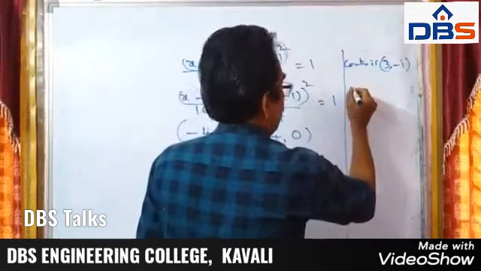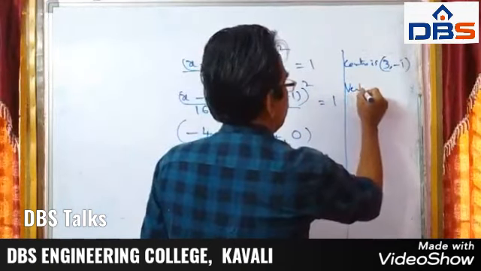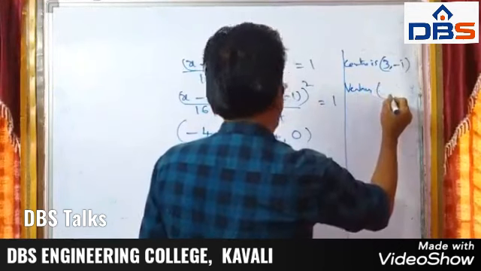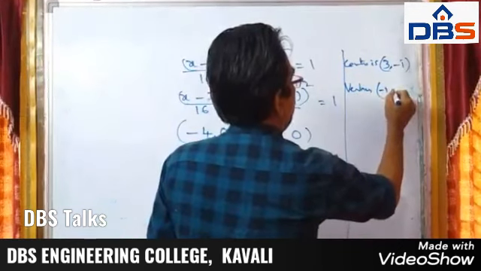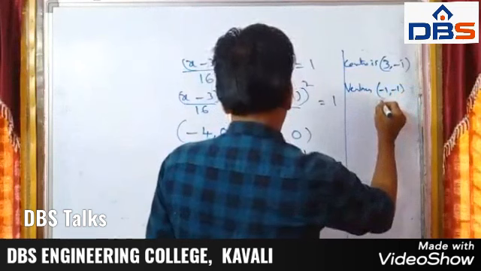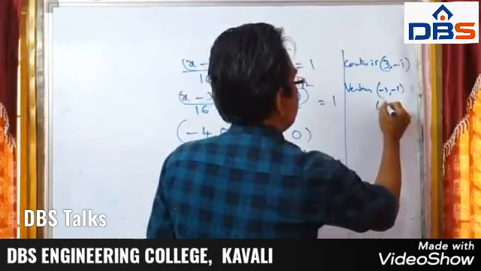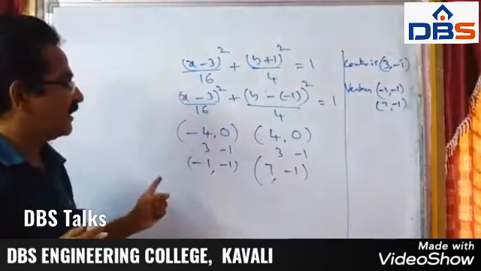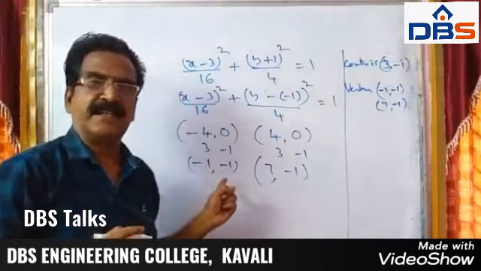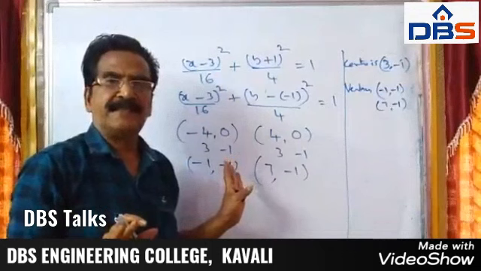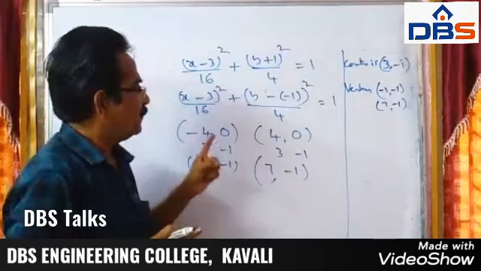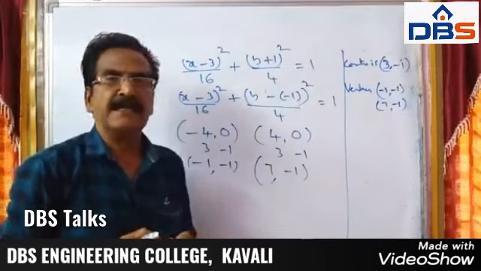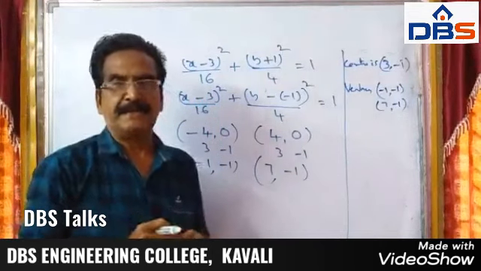So the vertices are minus 1 comma minus 1 and 7 comma minus 1. These are the vertices. Very easy friends. And the third thing, let us find the foci.